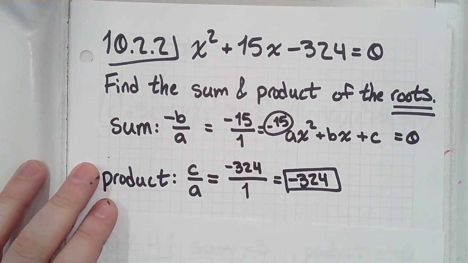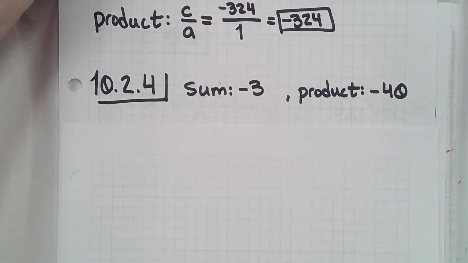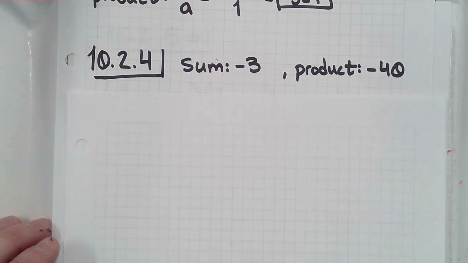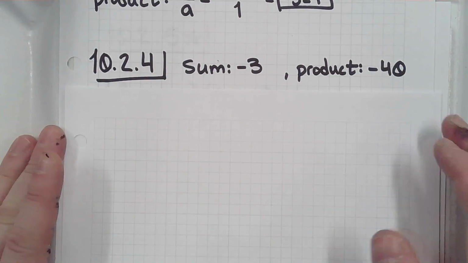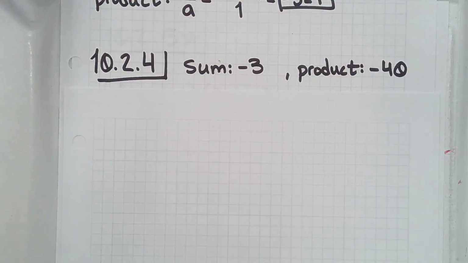All right, so using that knowledge, we're going to reverse engineer. So 10-4 says we know the sum of the roots of our quadratic will be negative 3. And we know the roots will multiply to negative 40, right? The product of those roots will be negative 40. So they say find the original quadratic and then find the roots, right? Find when it equals 0.